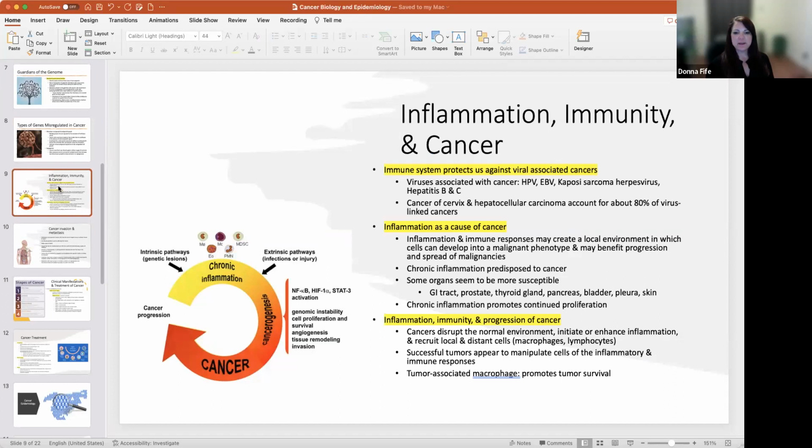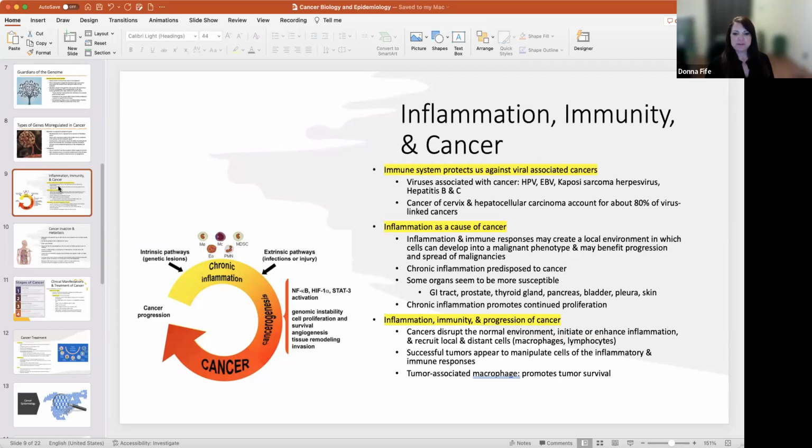Inflammation, immunity in cancer. The immune system protects us against viral-associated cancers. However, they do still occur. And viruses associated with cancer include HPV, or the human papillomavirus, Epstein-Barr virus, Kaposi sarcoma herpes virus, and hepatitis B and C. Cancer of the cervix and hepatocellular carcinoma account for about 80% of virus-linked cancers.